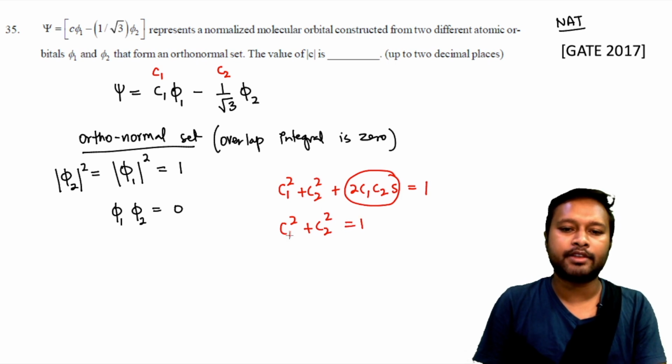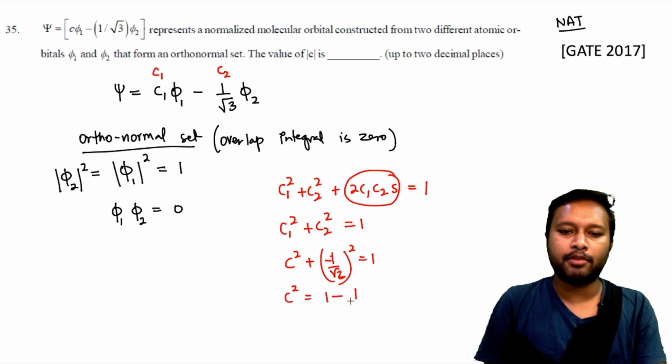Just put the value of this. C1 has a value of C, so C square plus C2 has a value of minus 1 by root 3. So minus 1 upon root 3 whole square, that should be 1. Just solve it. So your C square becomes 1 minus 1 square will be 1, root 3 square is 3. If you solve this out, C square becomes 3 minus 1, so that is 2 by 3.